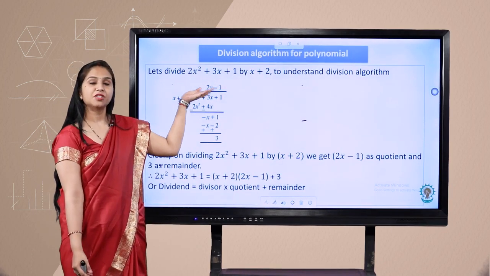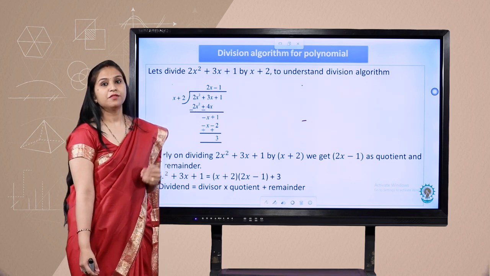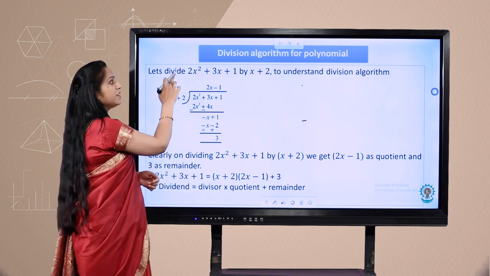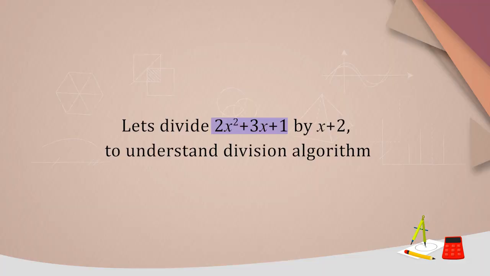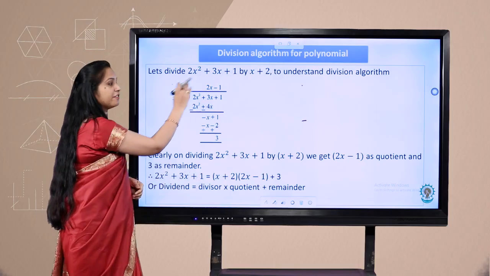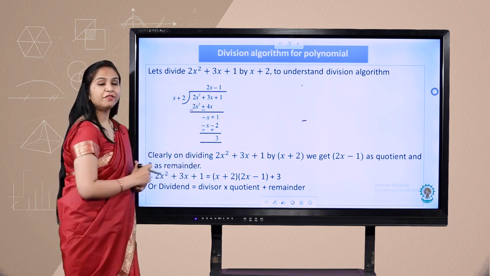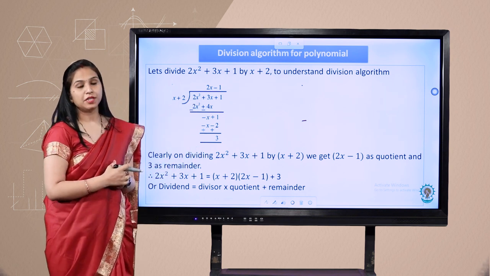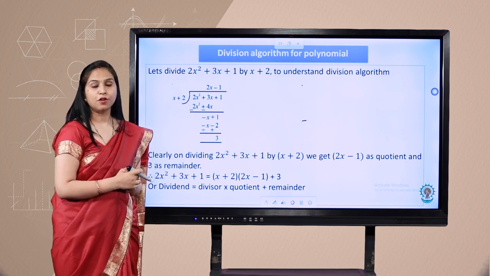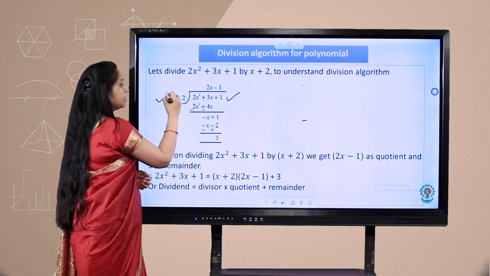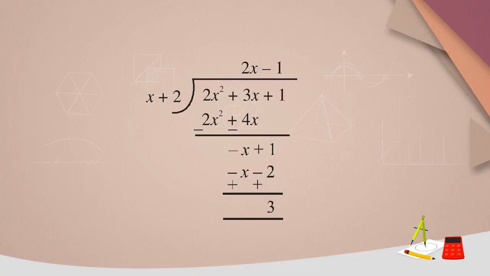To discuss division algorithm in polynomials, we are taking two examples of polynomials. Suppose we are dividing the polynomial 2x^2 + 3x + 1 by another polynomial x + 2. When you are dividing these polynomials, children, step by step, step number 1, you have to check whether the polynomials are written in standard form or not. So we have checked, yes, both the polynomials are written in the standard form.